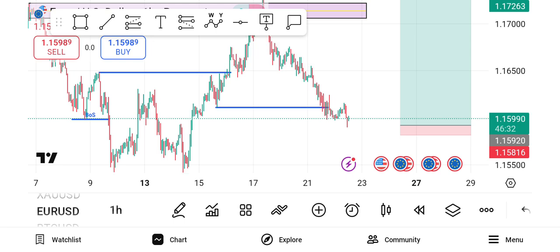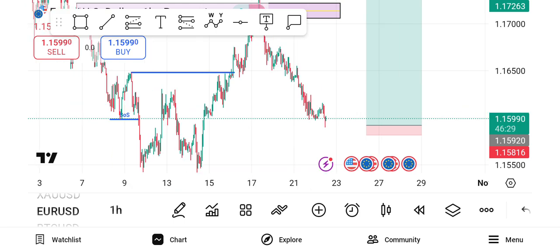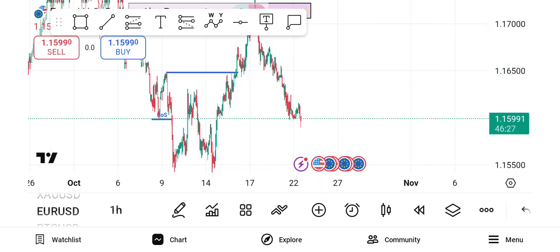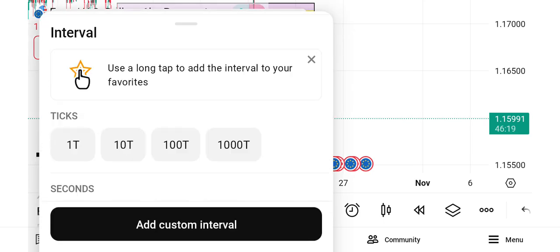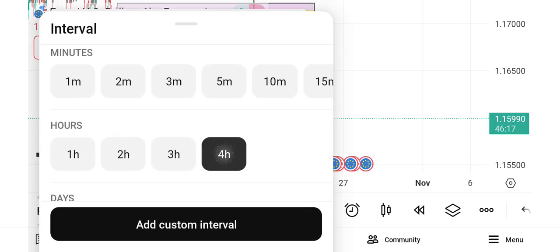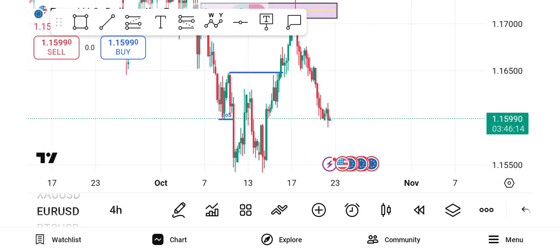Mainly, I don't use breaker block. The only time I use breaker block is on the 4 hours. But 15 minutes and the rest of them, it seems like is permitted to not stand. So breaker block work with different things. Breaker block work with the liquidity.